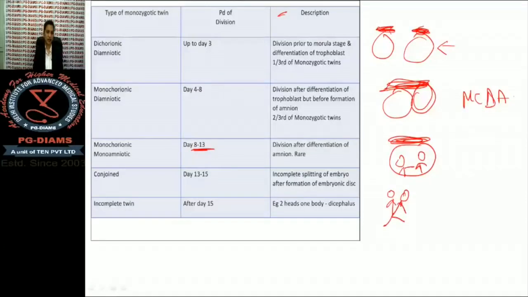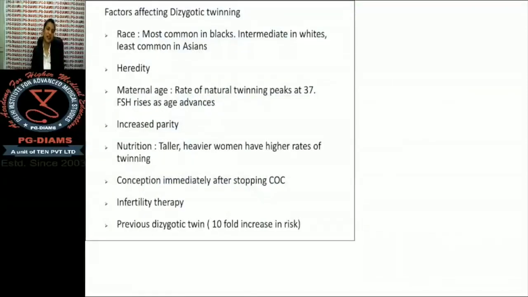If the division is further after day 15, you can have a twin with multiple organs, like a dicephalous twin, or a twin with multiple arms. This is very rare. Now, this dizygotic twinning can be affected by a number of factors: race, heredity, maternal age. As age increases, the risk of having twin pregnancy increases. Increased parity, nutrition, taller, heavier women have higher risk of having multiple pregnancies. Conception immediately after stopping a COC. And infertility therapy, any kind of infertility therapy.